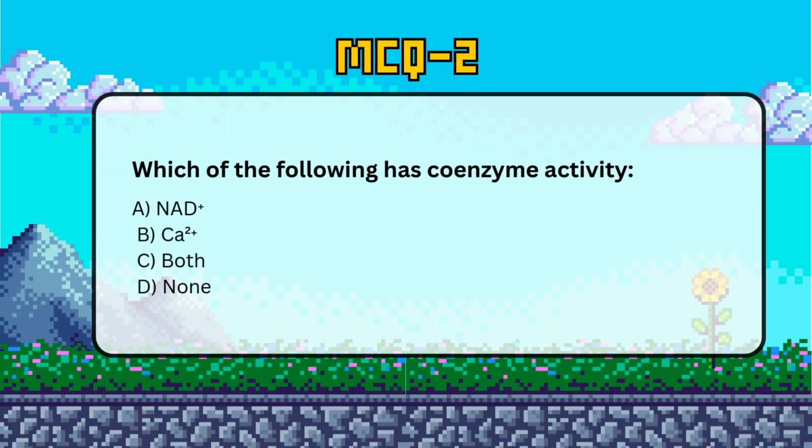The next question is: which of the following has coenzyme activity? The options are NAD, Ca (calcium), both, and none. So the right option is NAD plus because NAD plus is an organic vitamin derived molecule which is a classic coenzyme. Why is calcium not the right option? Because calcium is inorganic and it acts as a cofactor, not as a coenzyme. So the right option is NAD plus.